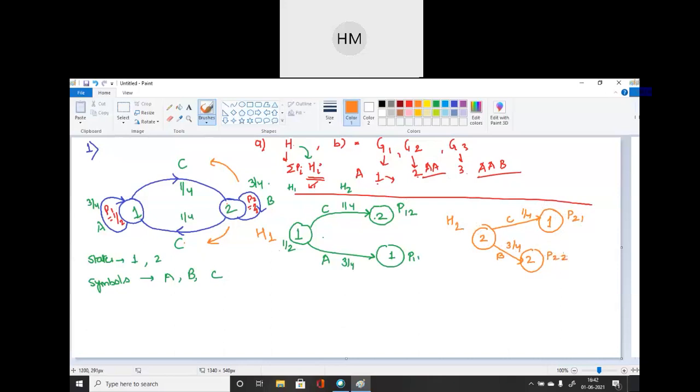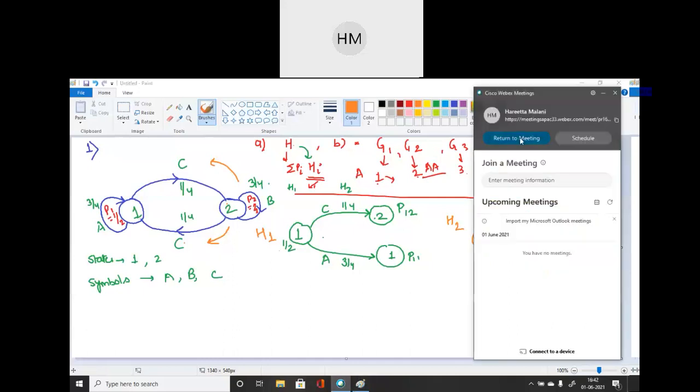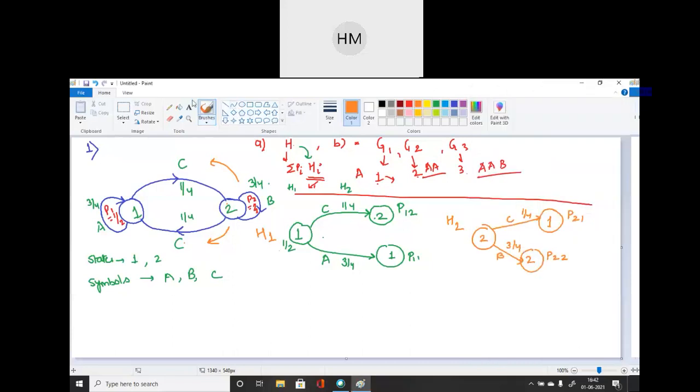Is it clear? Should I repeat? Is it audible to all? Any doubt? So these numericals are very lengthy, so you have to move step by step. Okay. So to find H1 and H2.